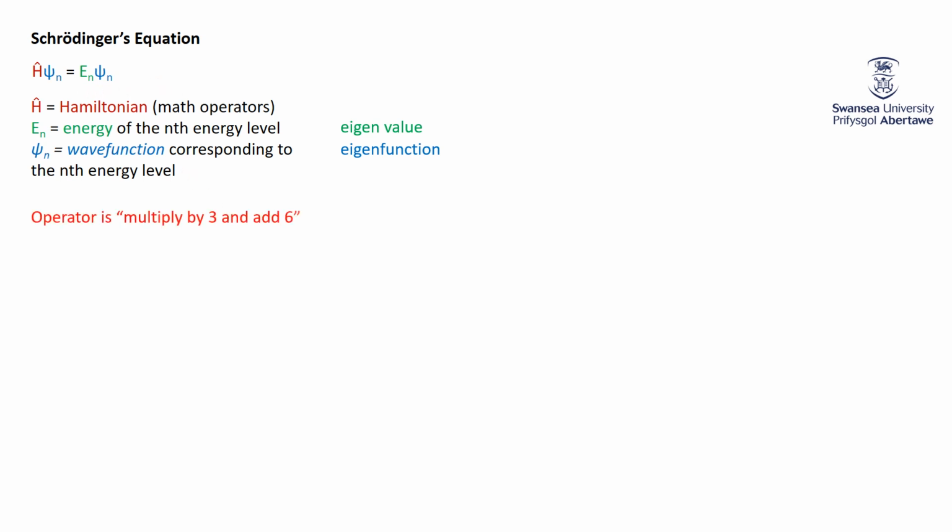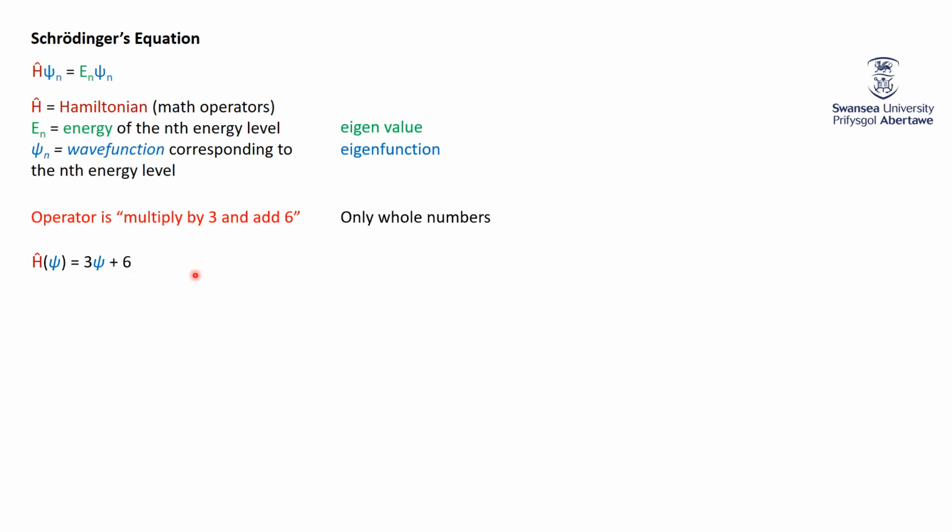So let's keep a nice and simple operator. Multiply by 3 and add 6. And let's say that we can only think in terms of whole numbers. So here is a fancy way of writing our operator. When the operator acts upon whatever function we have, we're going to multiply that function by 3 and add 6 to it.